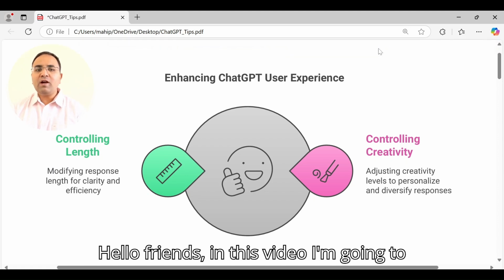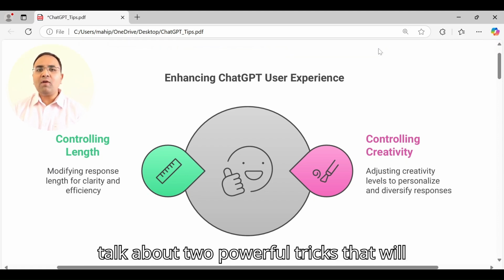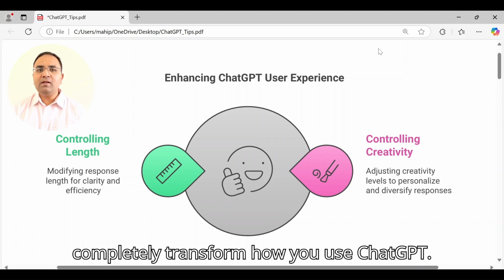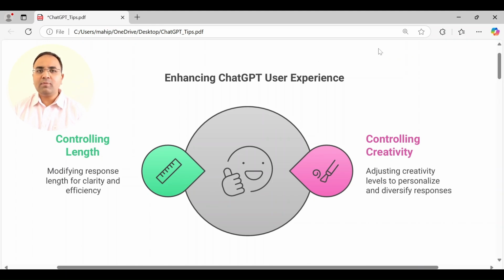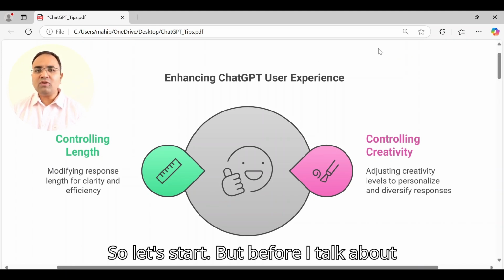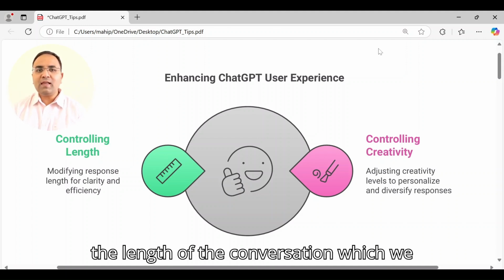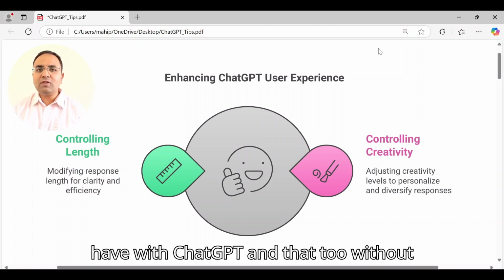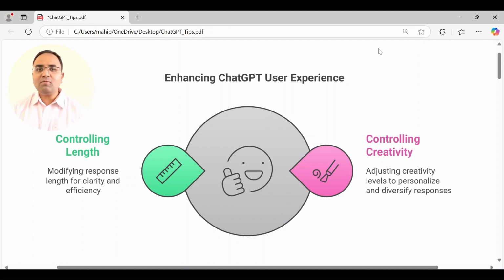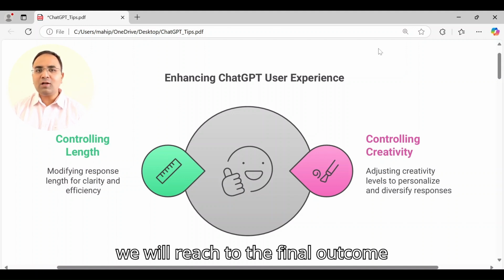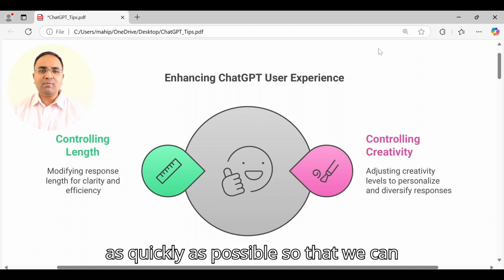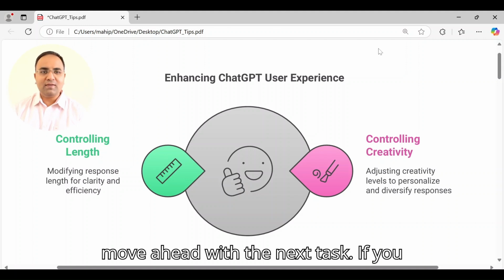Friends, in this video I am going to talk about two powerful tricks that will completely transform how you use ChatGPT. So let's start. But before I talk about the actual tricks, let me highlight the objective. The objective is to minimize the length of the conversation we have with ChatGPT, and that too without compromising the quality. That means we reach the final outcome as quickly as possible so that we can move ahead with the next task.